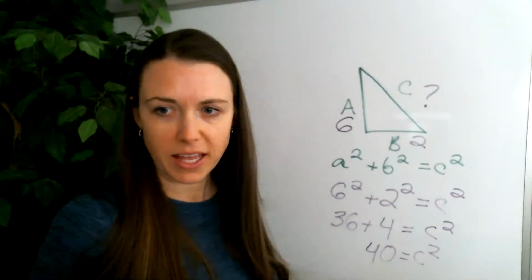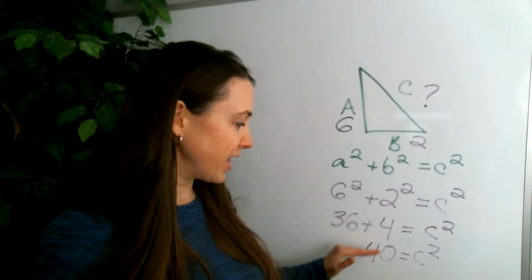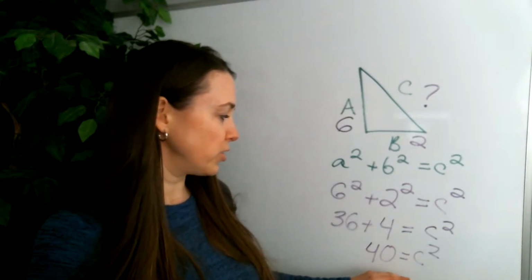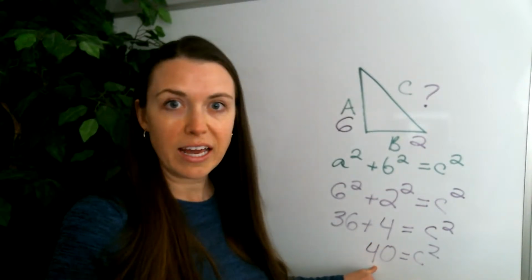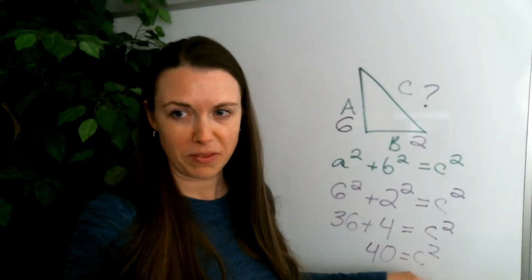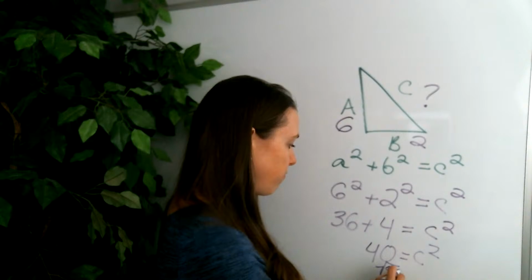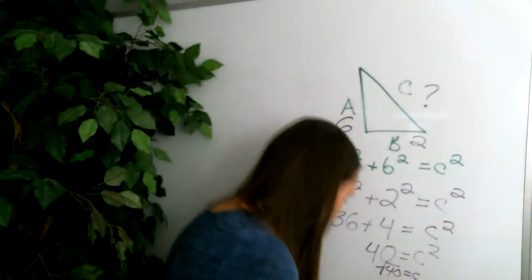I'm starting to run out of room here on my board. So when I have a number like this, I'm essentially going to just go square root of 40, and that's going to get rid of the squared on the C. So square root of 40 equals C.